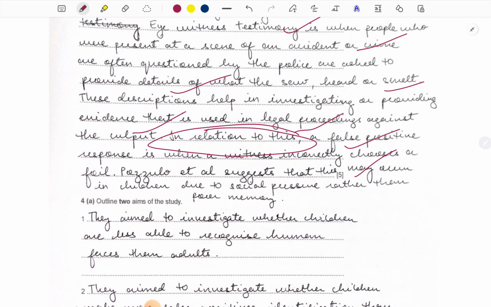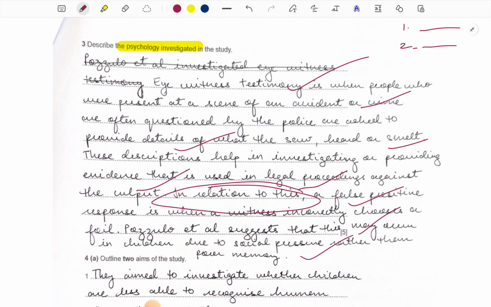And she's also mentioned something about social pressure. She's mentioned that children are more likely to show false positives, which is highly relevant to this study. So you can see both the concepts that are required to be explained in psychology being investigated, she's made sure to cover both of them, given really good explanations of each, and showed their usefulness or their bearing in the Pozzulo study. This is a very good way of writing the answer.